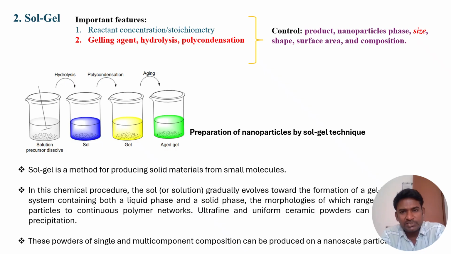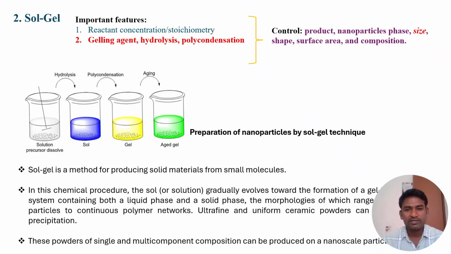After adding the gelling agent, two reactions take place in every sol gel method, namely hydrolysis and polycondensation. Now, the important thing that we must understand is that we can control the product nanoparticle phase, size, morphology, surface area, and composition. But this control is possible only through the proper design of the reaction synthesis methodology.